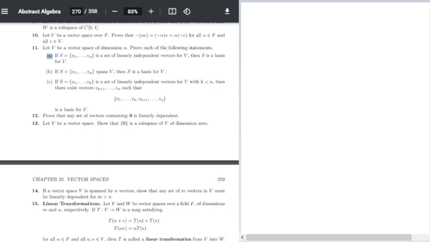Alright, so if S of v1 all the way to vn is a set of linearly independent vectors for V, then S is a basis for V. So suppose V has dimension n. So dimension of V is equal to n, which means that it has a basis e1 all the way to en. And suppose that S is the basis.